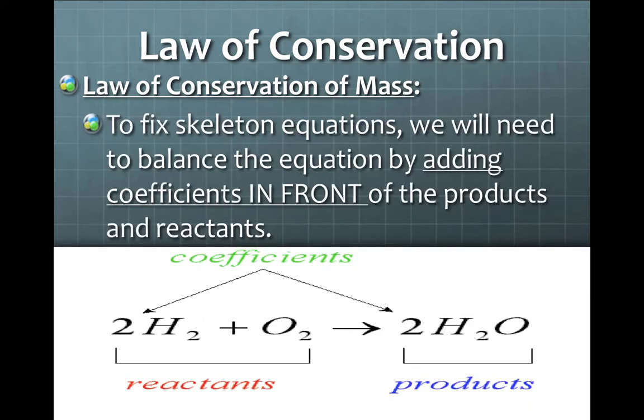Okay, so in order to fix the skeleton equations, which we were doing earlier in this chapter, we need to balance the equations by adding coefficients in front of the products and reactants. So if you look at the reaction below, you see the 2 in front of the H2, and you see a 2 in front of the water. Okay, those 2's are called coefficients. It tells you how many of those molecules or atoms you have. So this equation says 2 hydrogen molecules react with 1 oxygen molecule to form 2 water molecules. So the coefficients tell you how many of each molecule you have.